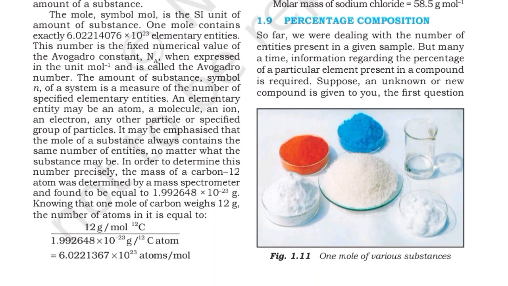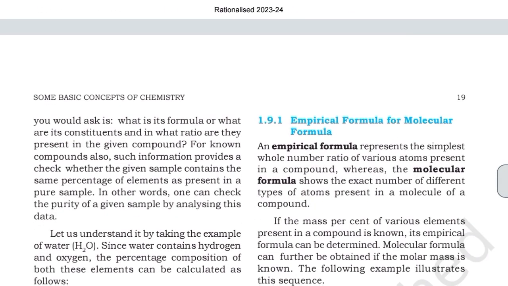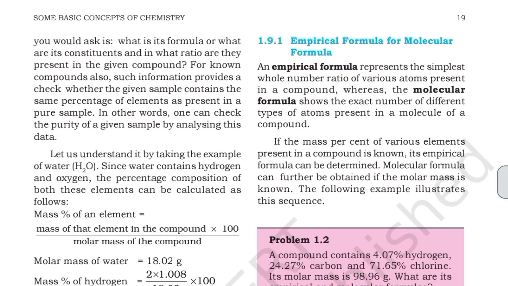Percentage composition. So far, we were dealing with the number of entities present in a given sample, but many a time, information regarding the percentage of a particular element present in a compound is required. Suppose an unknown or new compound is given to you. The first question you would ask is, what is its formula? Or what are its constituents and in what ratio are they present in the given compound?